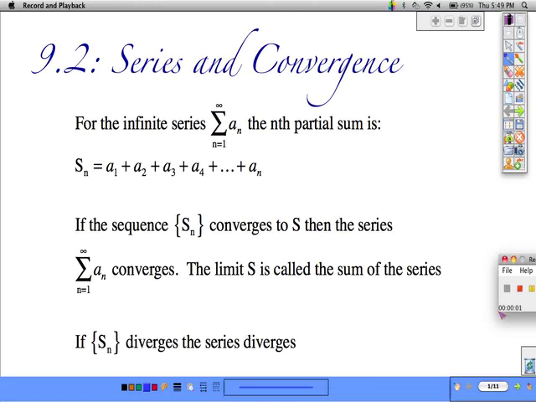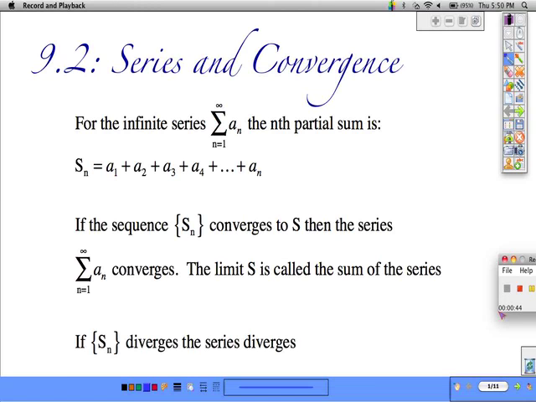In 9.2, we make a shift from just sequences and convergence into series and convergence. If we have a series, the sum from n equals 1 to infinity of a sub n, the nth partial sum is given by adding up the first n terms. If the sequence of partial sums, s sub n, is converging to some number s, then our series to infinity will be converging. The limit s is also the sum of the series.